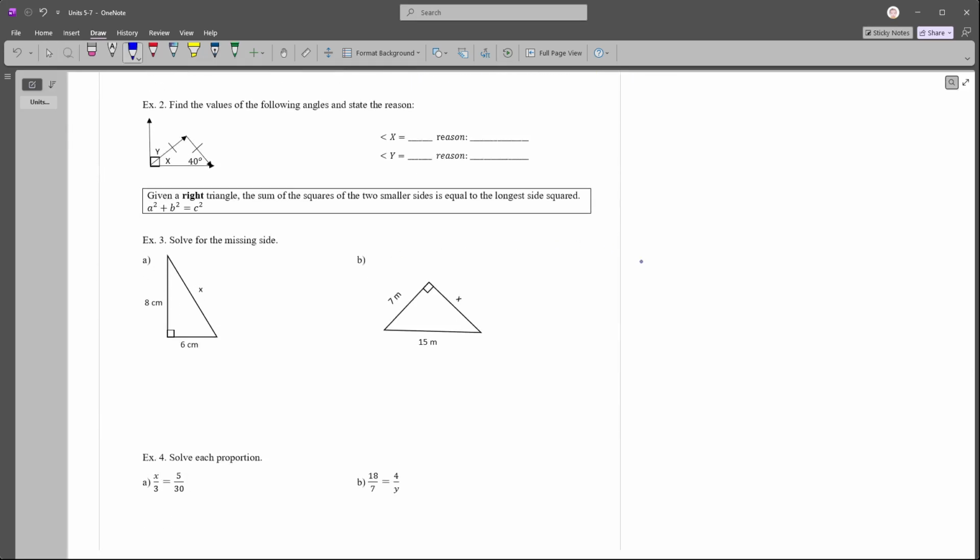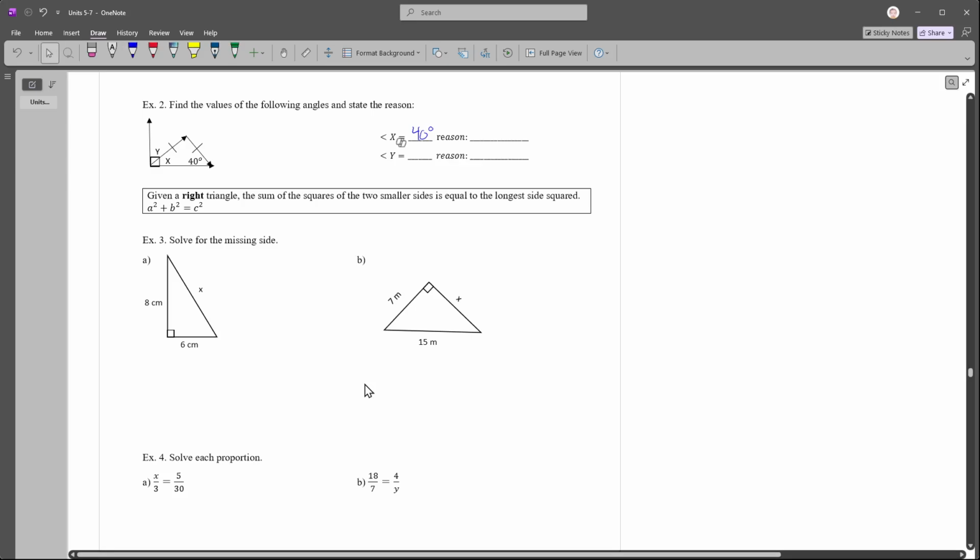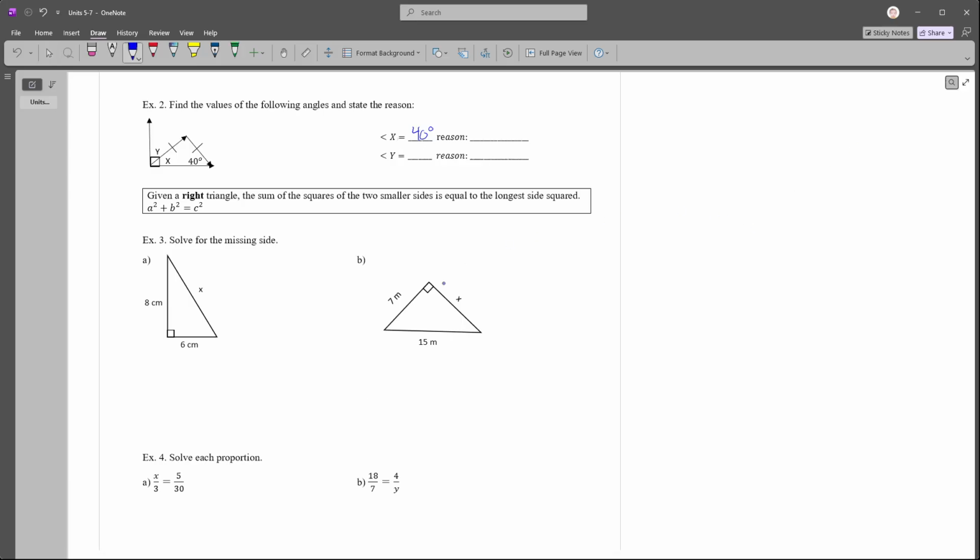Let's actually do a little bit of problems here. So find the values of the following angles and state the reason. So it's looking for angle X and angle Y. I can't really do angle Y right now because I don't have enough information, but I can do X. I can see that this is an isosceles triangle. We see that the two sides are equal length. So the isosceles triangle theorem says that the bottom two interior angles are also equal. So that angle X is going to be equal to 40 degrees. And that's because of the isosceles triangle theorem.